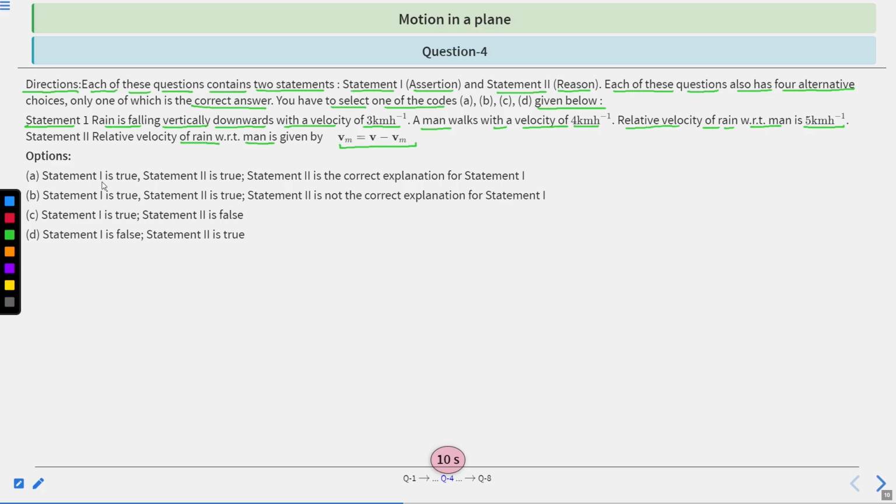Option A: statement first is true, statement 2 is true, statement 2 is the correct explanation for statement first. Option B: statement first is true, statement second is true, statement second is not the correct explanation for statement first. Option C: statement first is true, statement second is false. And option D: statement first is false, statement second is true. So which option is correct? Solve the question. You have 10 seconds to solve this question. After 10 seconds, we will provide the solution.